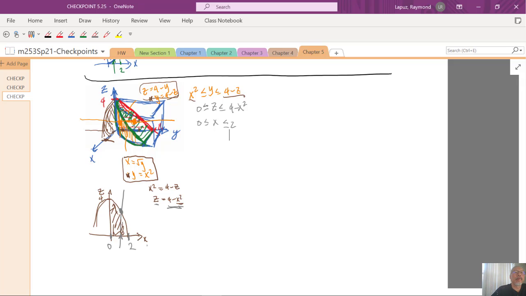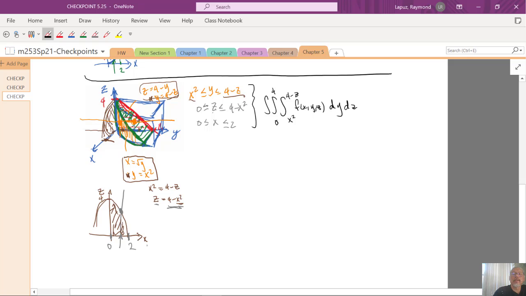All right, now we have our 5th integral, the 4th one that we're looking for. And this is going to say we're going to integrate f of x, y, z with respect to y first. And the y limits go from x squared to 4 minus z. And then we'll integrate with respect to z next, going from 0 to 4 minus x squared, and then finally integrating with respect to x, going from 0 to 2.